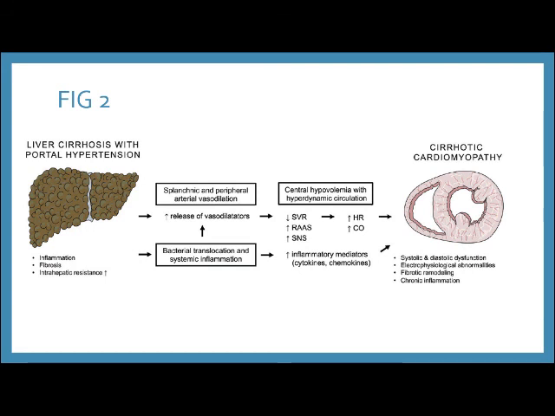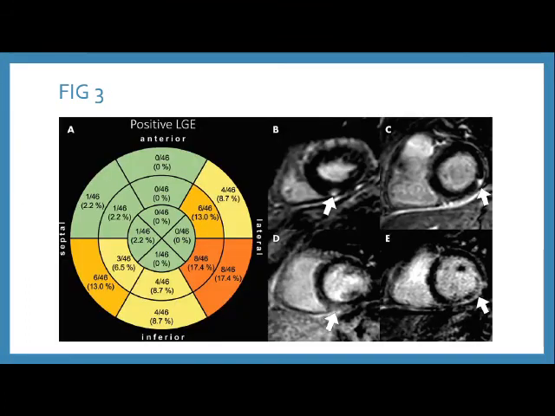Then you have factors that include potent vasoconstricting systems such as the renin-angiotensin-aldosterone system, and also the sympathetic nervous system. So this leads to, as I mentioned, a hyperdynamic circulation, and this eventually ends up stressing the heart, causing cardiac dysfunction and fibrosis, and leading to this cirrhotic cardiomyopathy. There are other things also involved, but this is basically a summary of what is mentioned in the article. So this figure is figure 3.